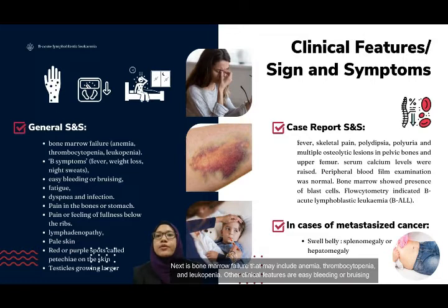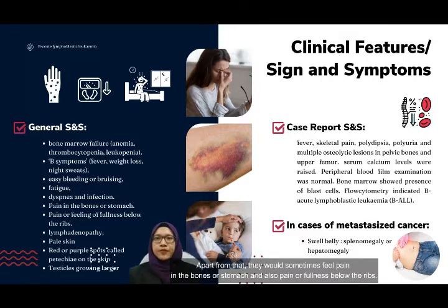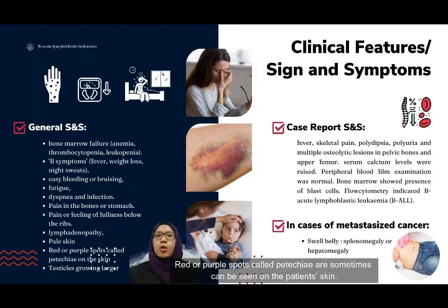A indicates the absence of systemic symptoms, while B indicates their presence. Next is bone marrow failure, which includes anemia, thrombocytopenia, and leukopenia. Other clinical features are easy bleeding or bruising with no apparent cause, fatigue, pale skin, dyspnea, and being prone to infection. Patients will sometimes feel pain in the bones or stomach, and also pain or fullness below the rib. Red or purple spots called petechiae can sometimes be seen on the patient's skin.